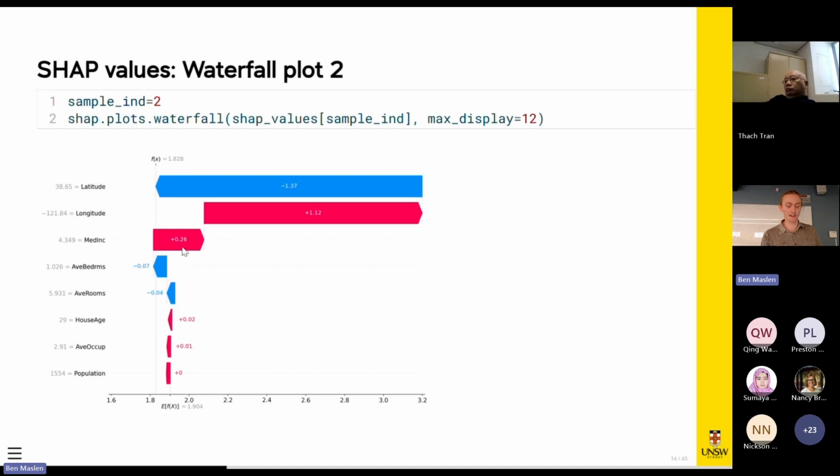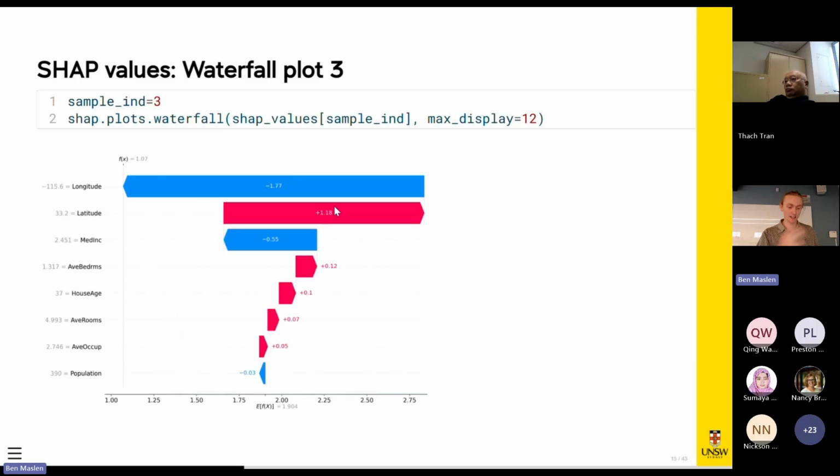It seems that median household income and these spatial terms are mostly driving that change. And again, I have another waterfall plot. Our starting place is the same. Where we end up is different. And it seems these three parameters are really what's driving that prediction.